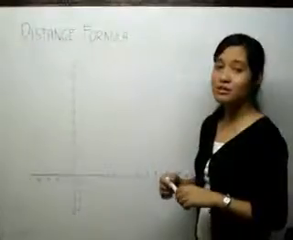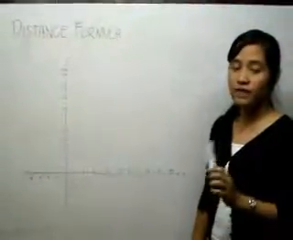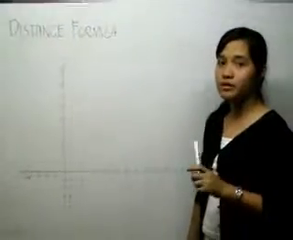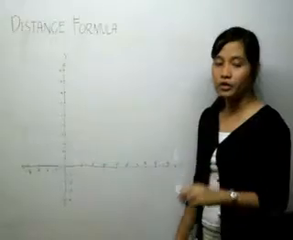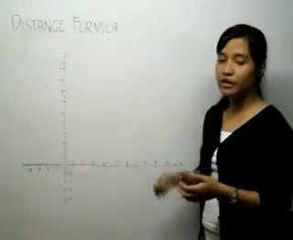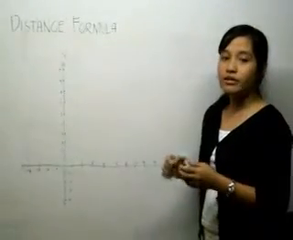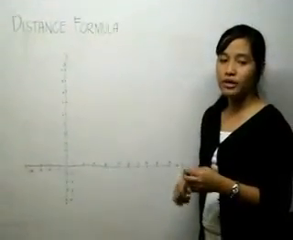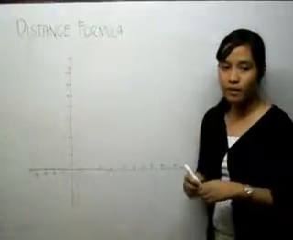Good day. Today, we're going to discuss the distance formula. In this lesson, you will find the distance between pairs of points in a coordinate plane. You will consider points which lie on a horizontal line or a vertical line, and then points which lie on any line. Recall that the distance between 2 points is the length of the segment that connects them.